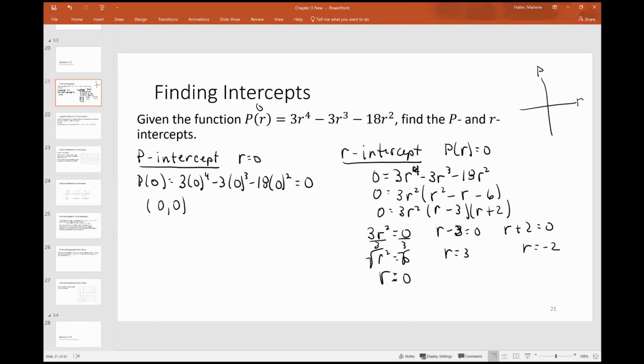So I have 3 intercepts here. One is at the origin, which we already knew. We found that when we were looking at the p-intercept. Also, when r is 3, p is 0. We have another intercept there, and we have a third horizontal intercept at negative 2, 0.